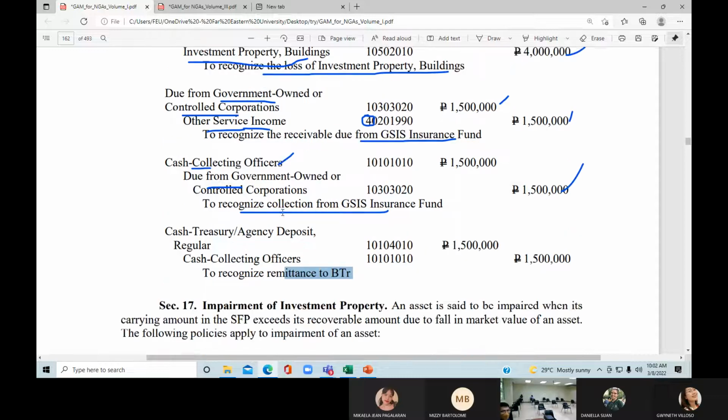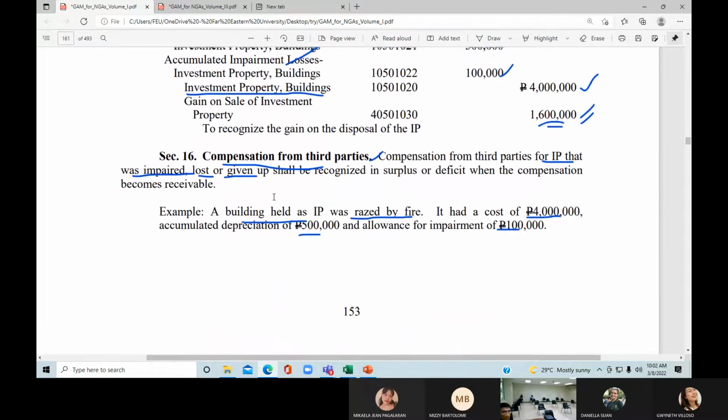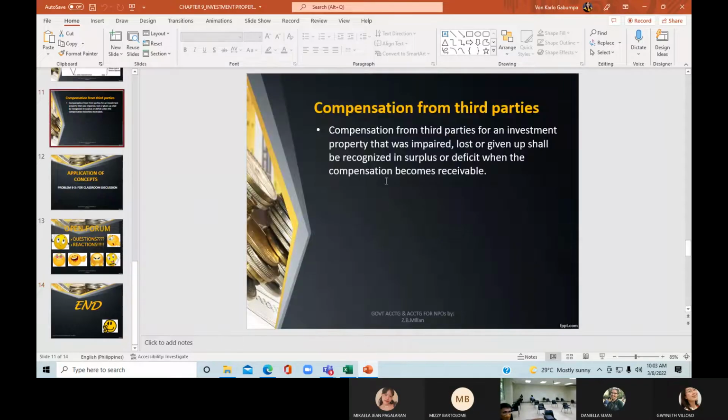Okay. Ayan, for compensation from third parties. And sabi nga natin, compensation from third parties shall be recognized in surplus or deficit when compensation becomes receivable.